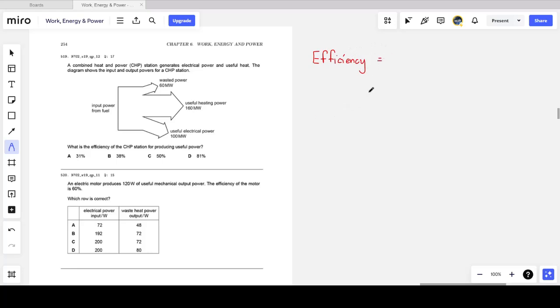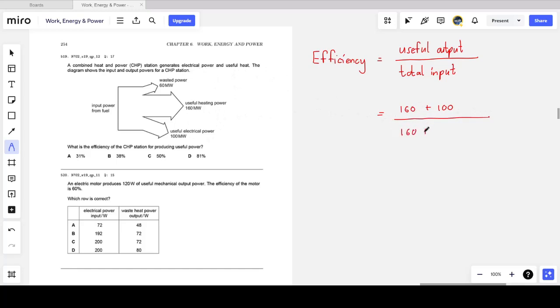So we basically want to know how effective it is, or how efficient it is, at producing heat and electrical power, not just electrical power. And so efficiency is always useful output. Now, we don't always want heat energy, but in this case we do, because the power station produces heat energy as a useful byproduct. And so useful output over total input would be 160 useful megawatts for heating plus 100 useful megawatts for electrical power. And the total is basically everything that went in must be everything that comes out.